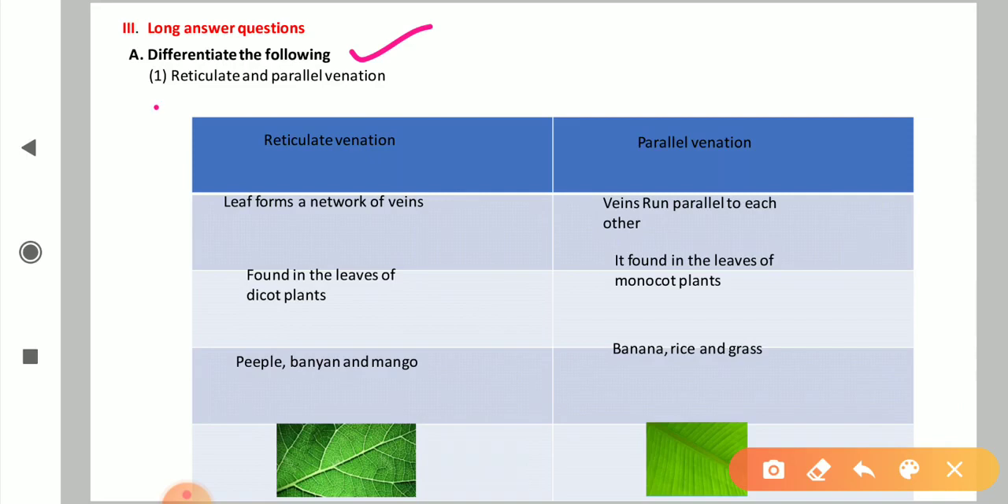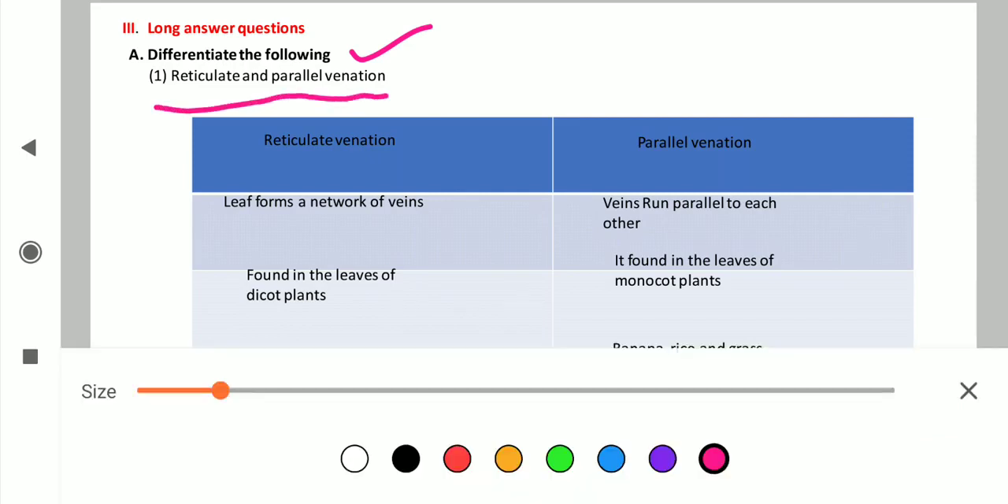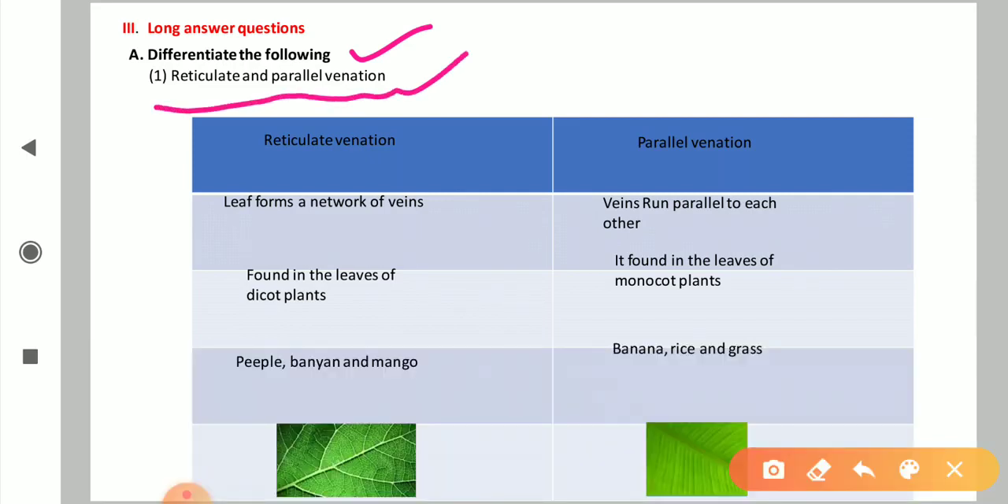Question number 1 is reticulate venation and parallel venation. You have to differentiate between reticulate venation and parallel venation. So the first one is reticulate venation, where the leaf forms a network of veins. That means in a leaf the veins are arranged in a network. You can see the image I have put here.